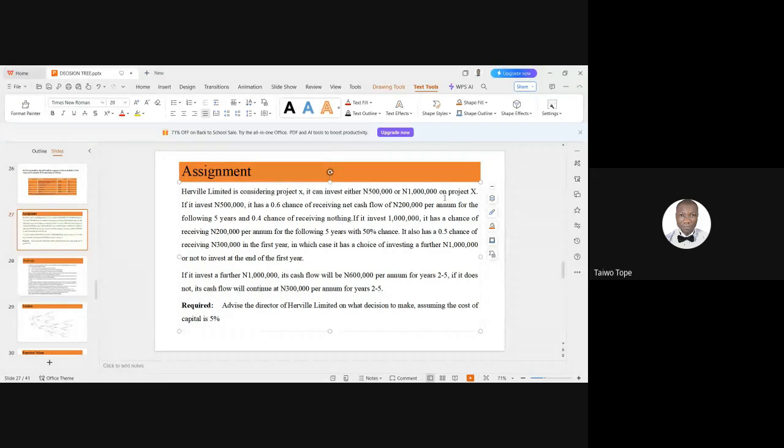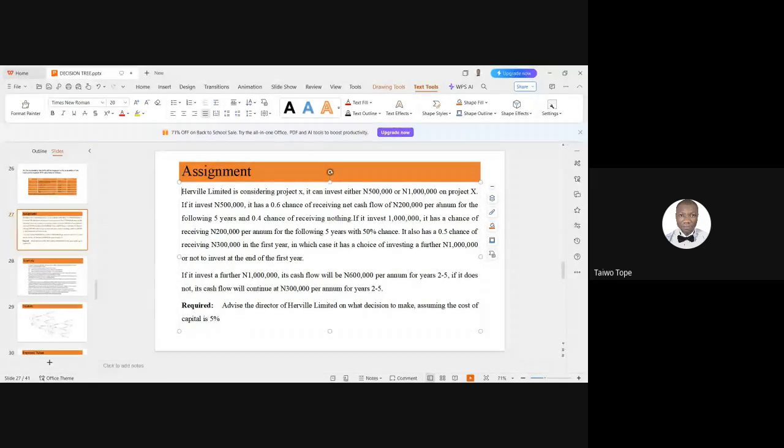If it invests 1 million, it has a chance of receiving 200,000 naira per annum for the following 5 years with 50% chance. It also has 0.5 chance of receiving 300,000 naira in the first year, in which case it has a choice of investing further. This is a choice giving birth to choice. Yes, chance giving birth to chance now. Or not to invest at the end of the first year.